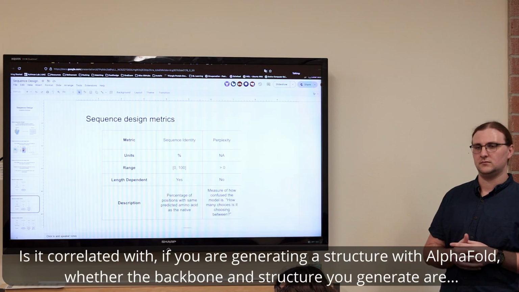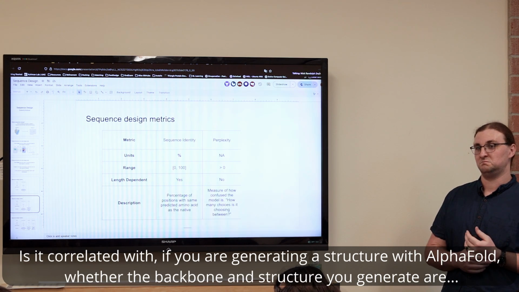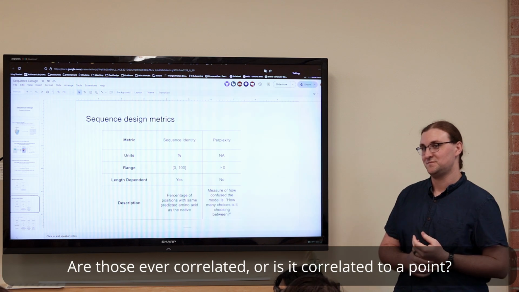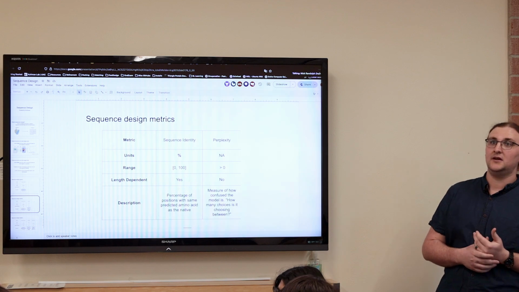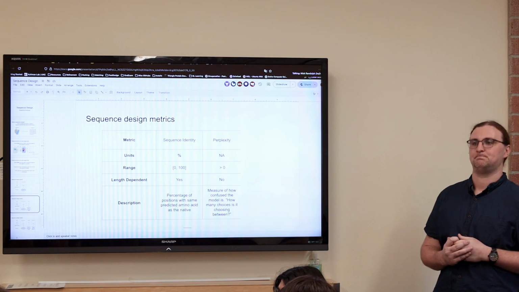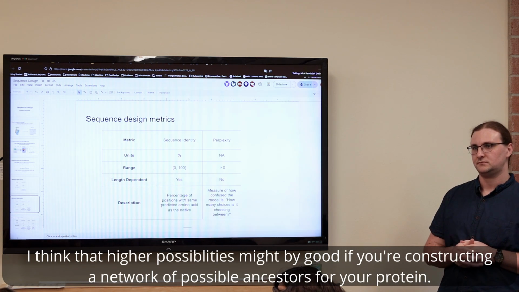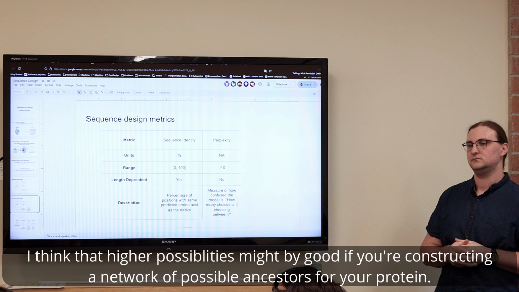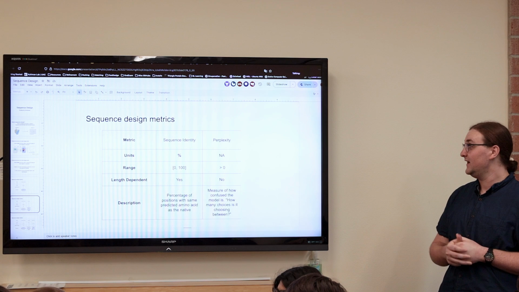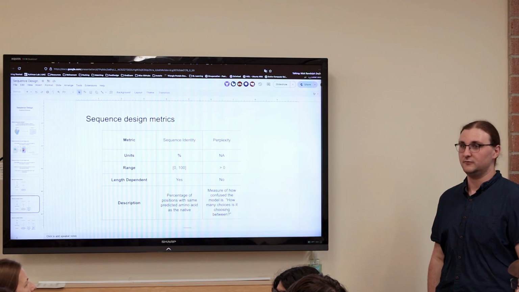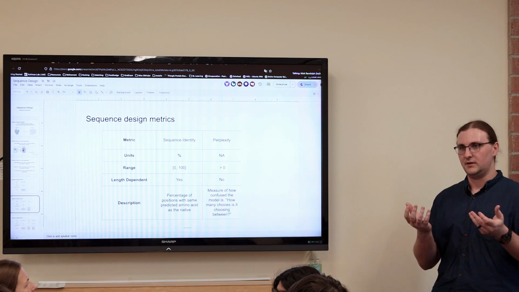Well, is it correlated with, if you were generating a structure with AlphaFold, the backbone and the structure you generate, are those ever correlated, or is it correlated to a point and then just has to? That's a very interesting question. We'll see a little bit of that in LigandMPNN, but there is some correlation there. I think that a higher perplexity might be good if you're constructing a network of possible ancestors for your protein, so you can make a better tree. Yeah, if you have that diversity, it is easier to create trees and also be able to sample the same structure, but maybe different sequences.